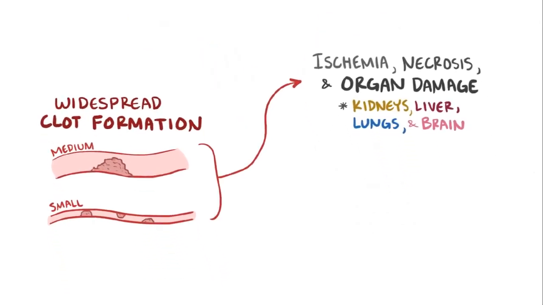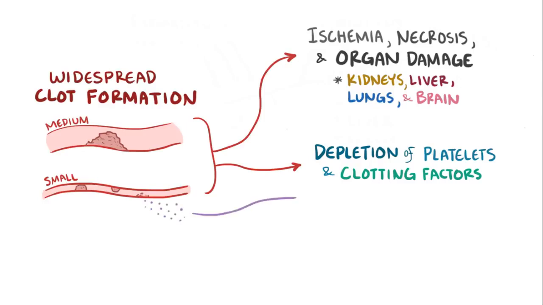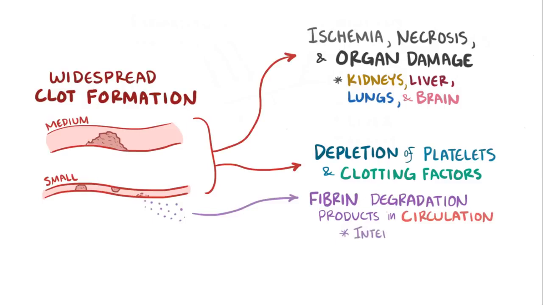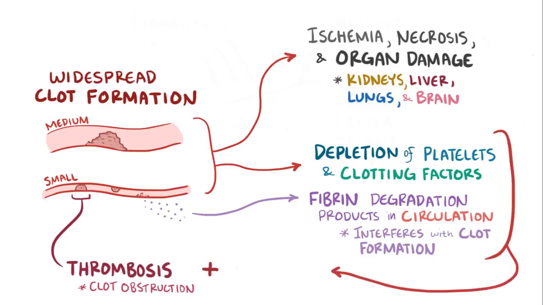The massive formation of clots throughout the body depletes the supply of platelets and clotting factors. To make things worse, as those clots are broken down through fibrinolysis, fibrin degradation products are released into the circulation, and these interfere with platelet aggregation and clot formation, making hemostasis even more difficult. And the result is this paradox, right? On one side, you have thrombosis, which is when clots obstruct the vessel, and at the same time, you have trouble forming new clots, which leads to bleeding.